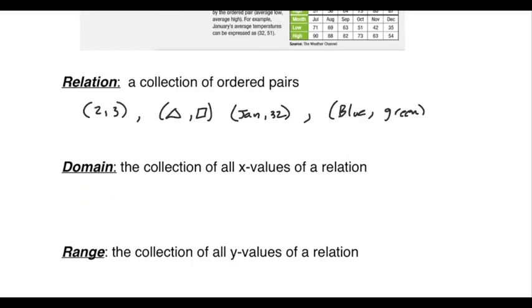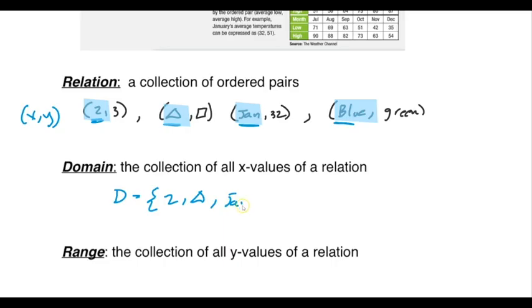Now, the domain of the relation is just the x values of the relation. Here's my ordered pair. We generally consider an x and a y, and all the x values are the domain. We use a little curly bracket for that collection: 2, triangle, January, and blue. That'll be my domain. I like to put a little x there. The curly bracket just means it's a list, so you're saying the domain are these items here, where the parentheses say it's a relation, this number to that number.